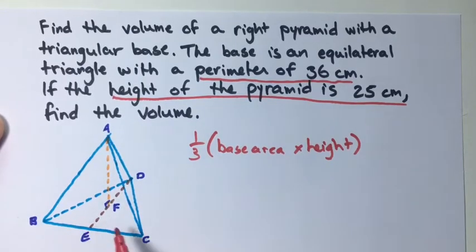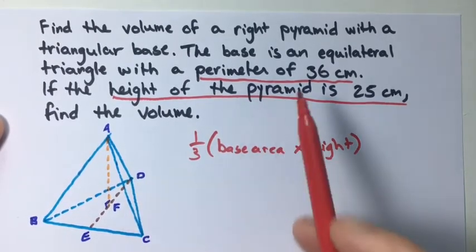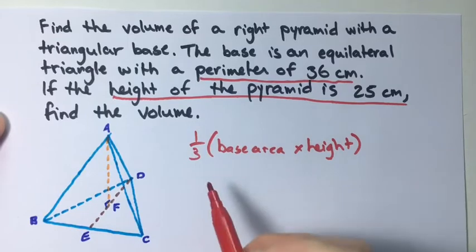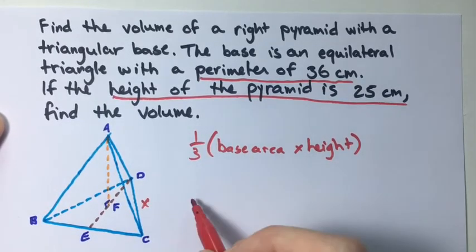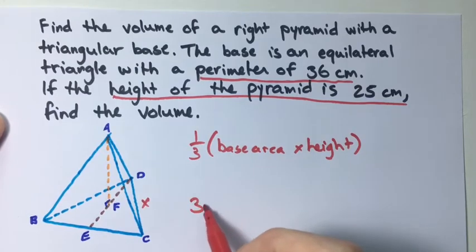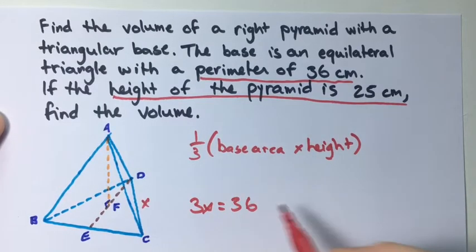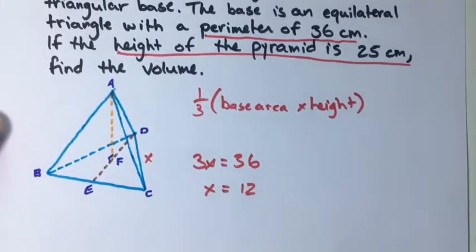So it's an equilateral triangle, which means it has 3 sides that are all equal. So if we want to find the side length, we can take the perimeter and just divide it by 3. So let's call this side x. So we can say 3x equals 36. So our side length is 12.